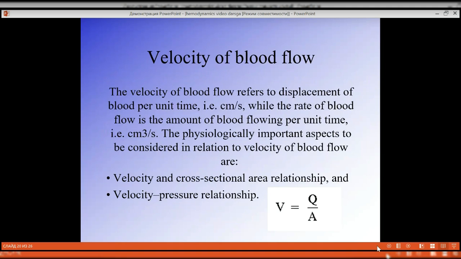What does it mean? The normal velocity of the blood flow is inversely proportional to the cross-sectional area. We know that the structure of the blood vessels in capillaries has lots of branches, and they form a network of these capillaries. And in this part of the blood vessels, the velocity is low.